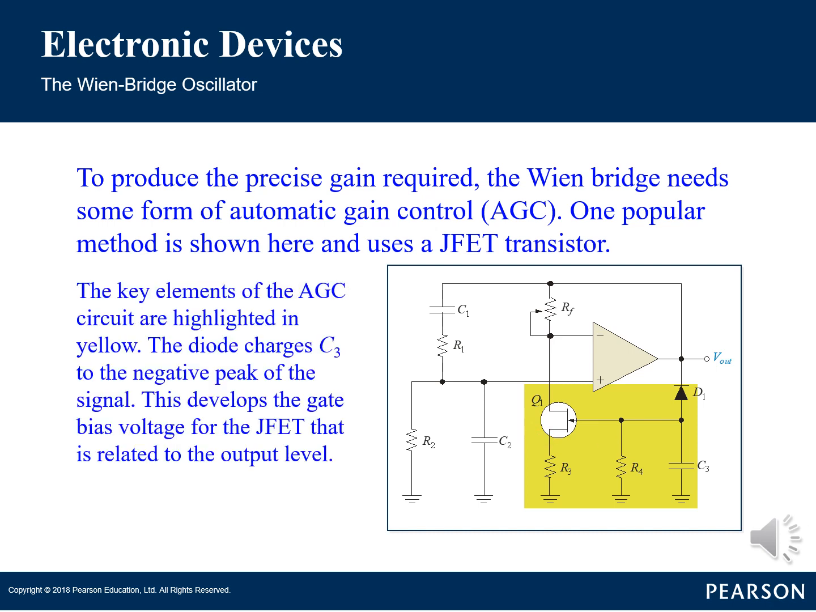The key elements of the AGC circuit are highlighted in yellow. The JFET is placed in the negative feedback path. The gain of the op-amp is controlled by the components which include the JFET. The diode charges C3 to the negative peak of the signal. This develops the gate bias voltage for the JFET that is related to the output level. This is a classic negative feedback at work.